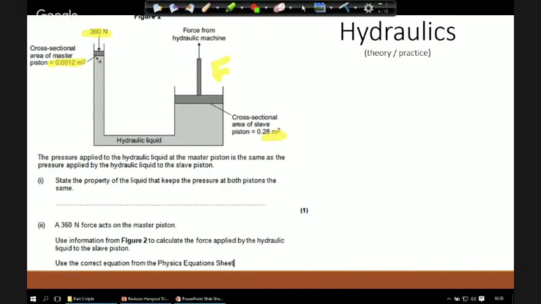Well, because pressure is transmitted equally in all directions, I know that I can work out my pressure on that side, and if the pressure here is going to be the same as the pressure here, I can eventually work out my force, which is missing. So state the property of the liquid that keeps the pressure at both pistons the same. It's because it's incompressible.